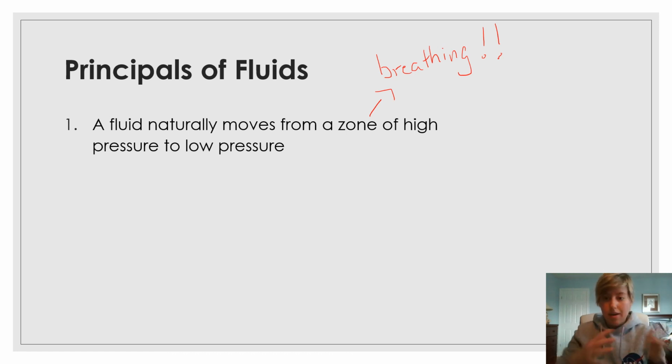Exhaling is the complete opposite. Because my diaphragm and intercostals relax, the diaphragm pushes up, the intercostal muscles cause the rib cage to go in and down, which decreases the volume of your lung capacity, which increases your pressure, pushing your air outwards. So number 1, super, super important in a lot of biological systems.